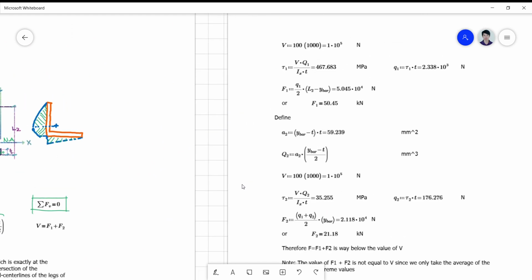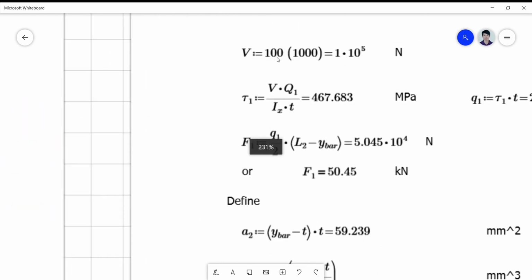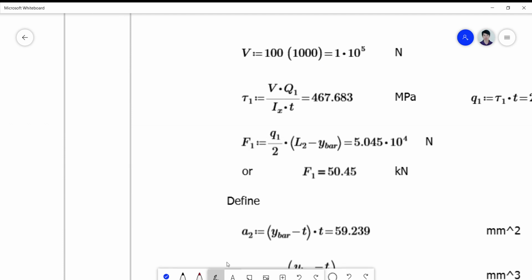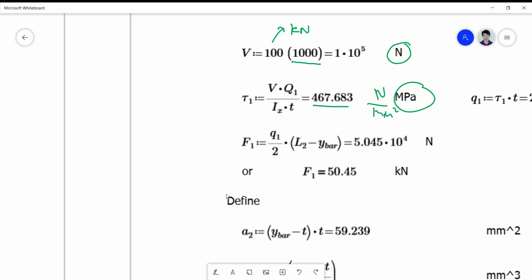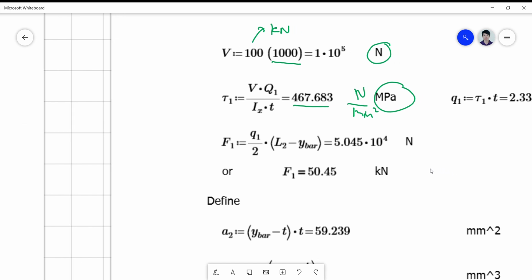So tau 1, okay, so assuming V is equal to 100, so I multiplied it by 1 times 10 to the 3 in order to get a Newton value, okay, because this is in kilonewton. And then I solve for tau 1, VQ1 over IXT. Okay, I got this value. Automatically, this will be in megapascal because I have a Newton millimeter cube divided by millimeter to the 4th times millimeter. It will be in Newton per millimeter square, or simply megapascal.